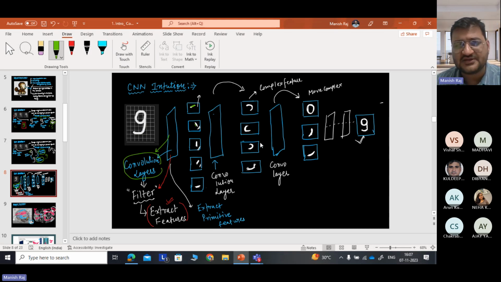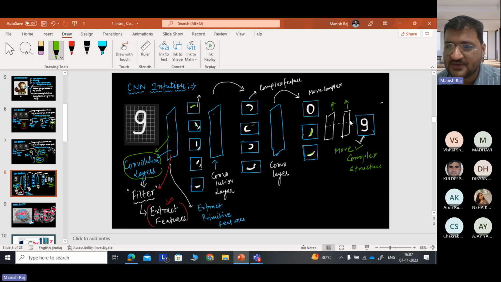Clear? In the next layer, what is happening? With the help of these, some circles will be generated, some vertical lines or horizontal lines will be generated. Then you can take some other convolution, and after clubbing, more complex structures will be generated. So this is the story, more complex structures. Layer by layer, you are clubbing the edges and making structures, some complex primitive structures, or directly you can say complex structures. So that is the intuition of the CNN.